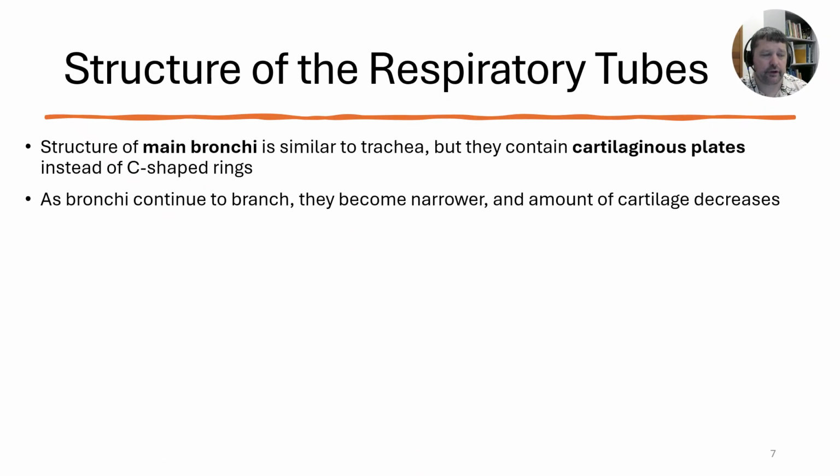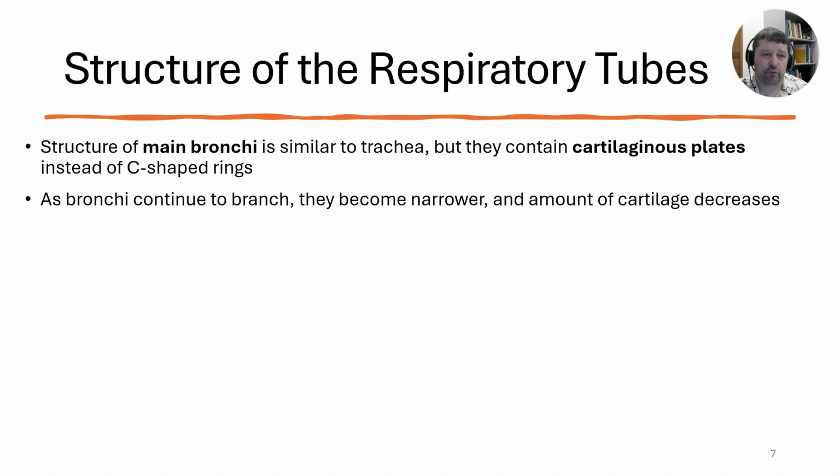So the structure again, just to recap, you have the main bronchi, which is very similar to the trachea. So these are the primary bronchi, the left and the right. Very similar to the trachea, except for, like I said before, they have cartilaginous plates, not the C-shaped rings.